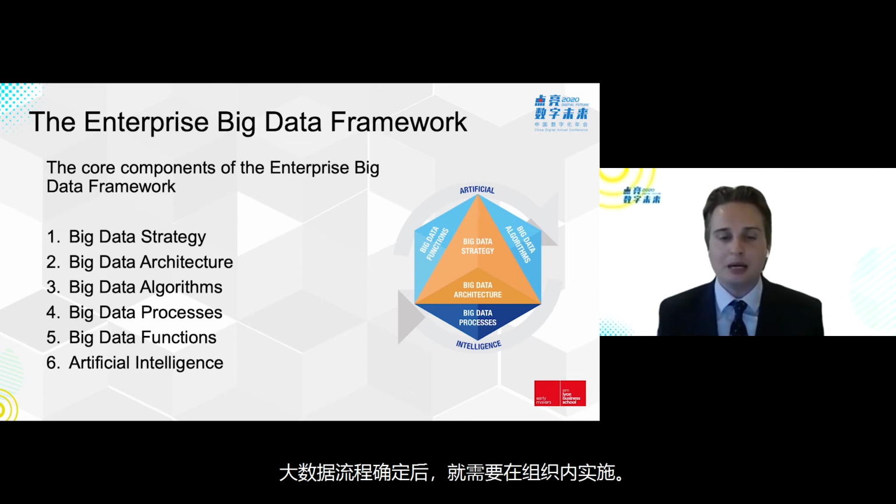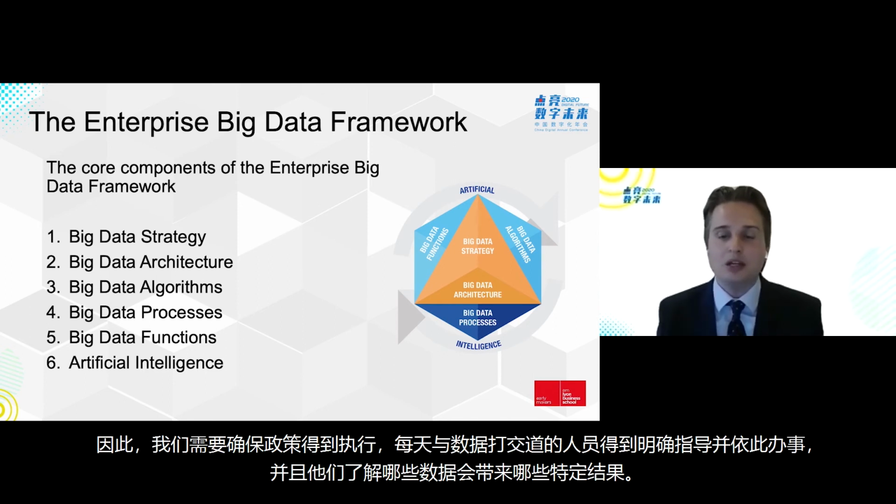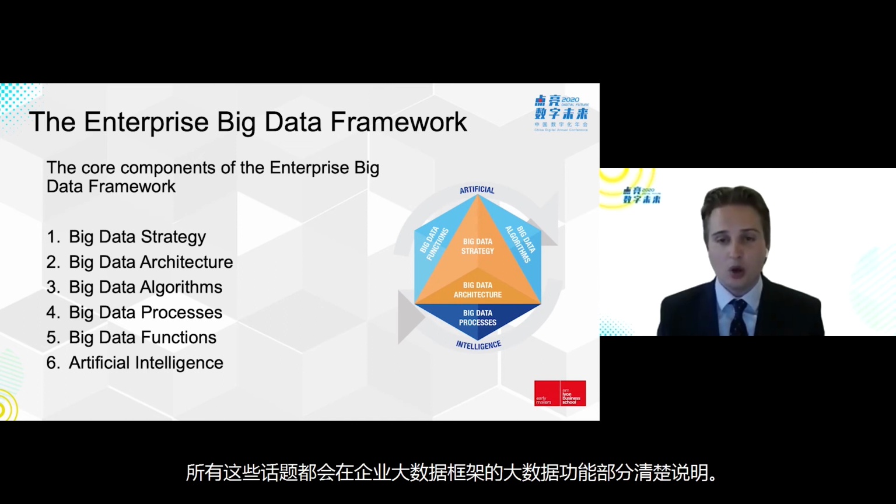After big data processes have been defined, we need to implement them in the organization. So we need to make sure that policies get executed and that the people who are working with data on a day-to-day basis are following clear guidance and know which data can lead towards particular results. All of these topics are particularly discussed within the big data functions section of the Enterprise Big Data Framework.